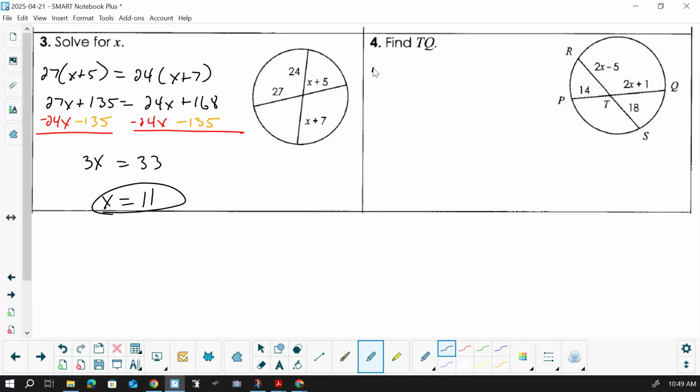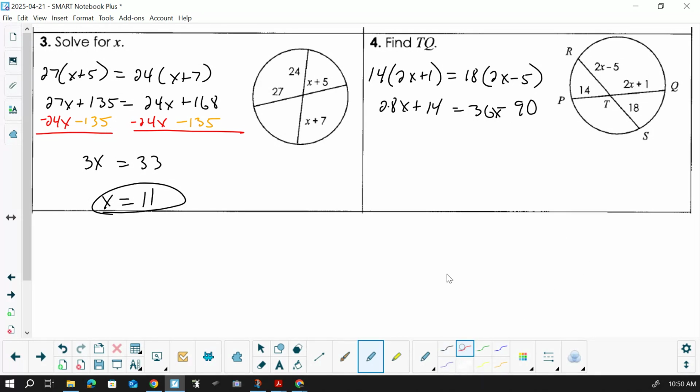So 14 times 2x plus 1 equals 18 times 2x minus 5. 14 times 2, 28x plus 14. 18 times 2 is 36x. 18 times 5 is 90. Minus 90.